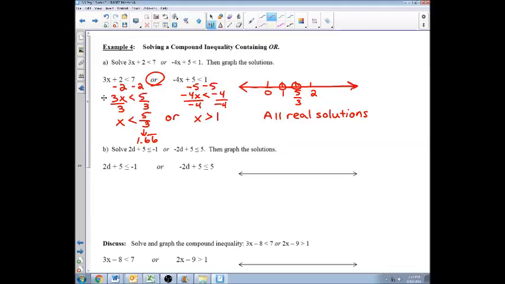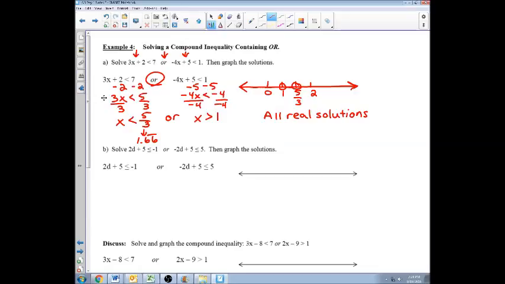In my x is less than 5 over 3, 5 over 3 is a hole. In my x is greater than 1, 1 is a hole. But my shading from my 5 over 3 problem goes through 1, so that makes it a viable answer. And my shading for x is greater than 1 goes through 5 over 3, so that also makes that a viable answer. So it is all real solutions because my solution just has to be in one inequality or in the other inequality. Okay? That's why that works that way.